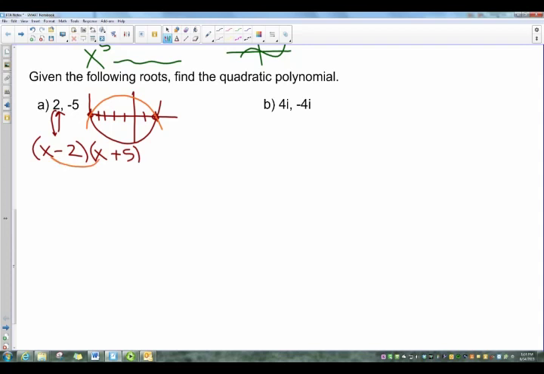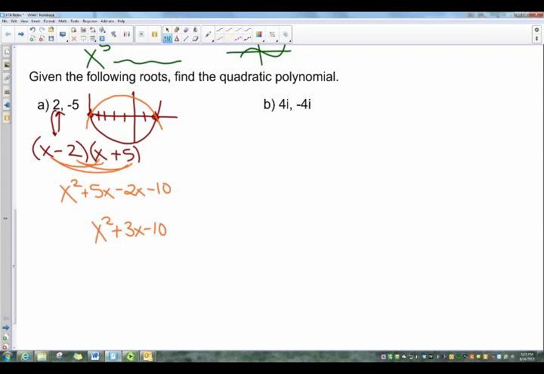So I go through my FOIL process. x times x is x squared. x times 5 is 5x. Negative 2 times x is a negative 2x. Negative 2 times 5 is a negative 10. Combine your like terms, you get x squared plus 3x minus 10. And there's the quadratic that actually satisfies that requirement.